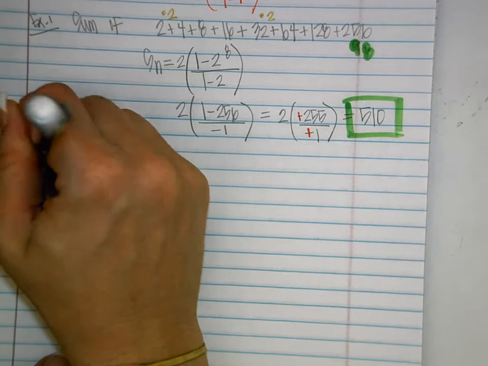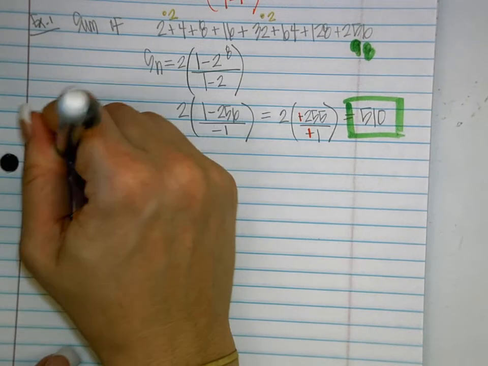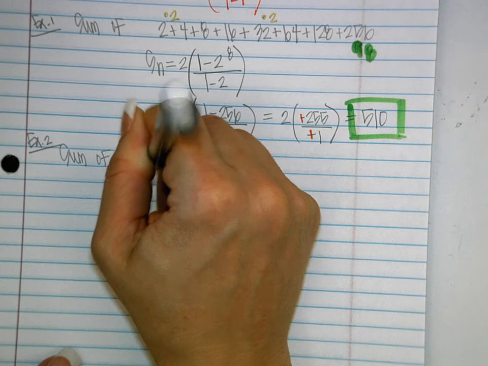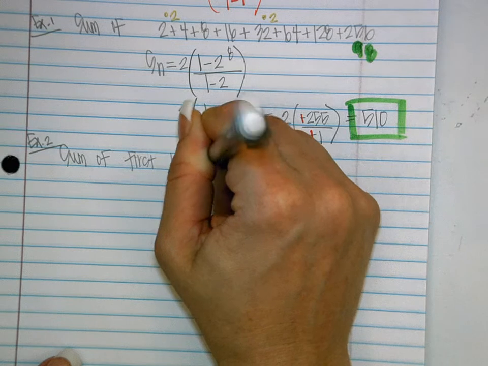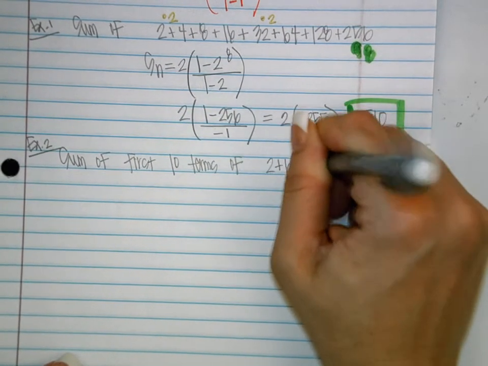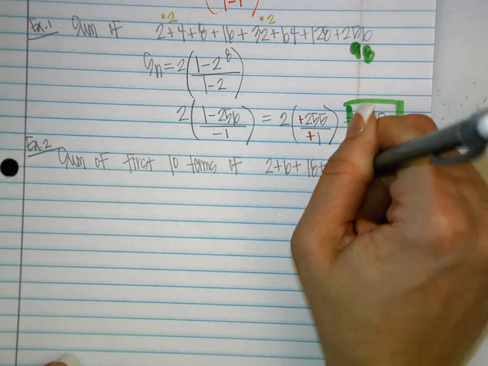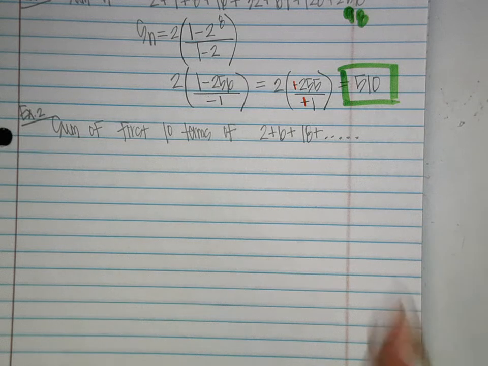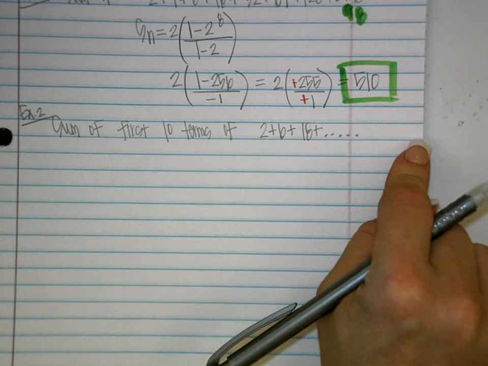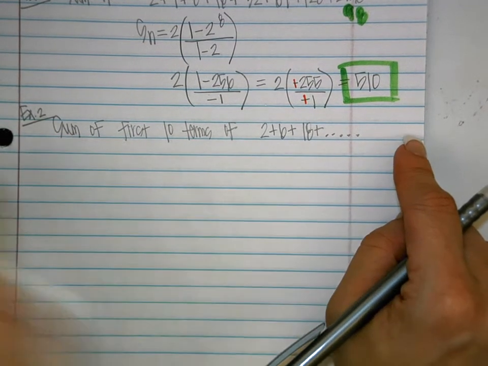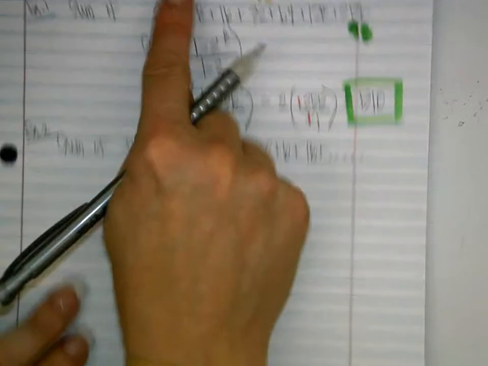For number 2, I would like you to find the sum of the first 10 terms of the geometric sequence 2 plus 6 plus 18 and so on. So here, I'm not telling you all the terms. If you wanted to punch them in a calculator, you would have to actually find out what the first 10 terms are. Do I really need all the terms? No. If I'm going to use this formula, what do I really need?